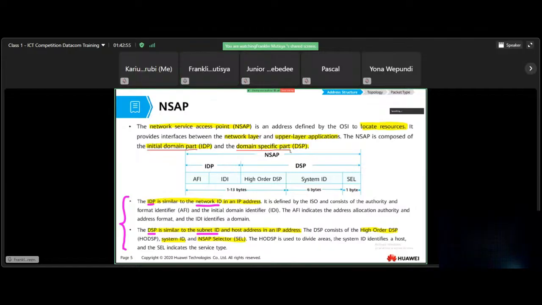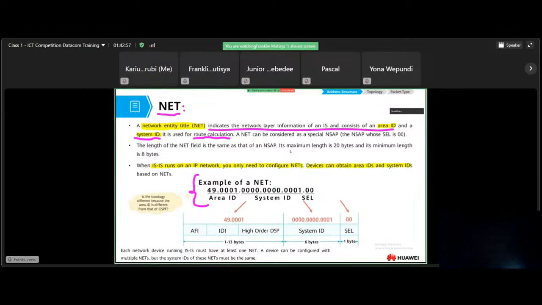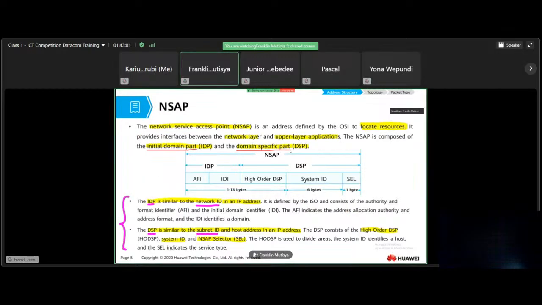Okay. So we have said ISIS has a similar functioning, or they operate similarly to OSPF. So for us to subdivide an ISIS network into smaller areas, we employ these parts, okay, that we are calling the DSP. So we have the I-order DSP and the system ID. These three fields constitute the area ID. Okay. We're going to be using them to determine the NSAP.